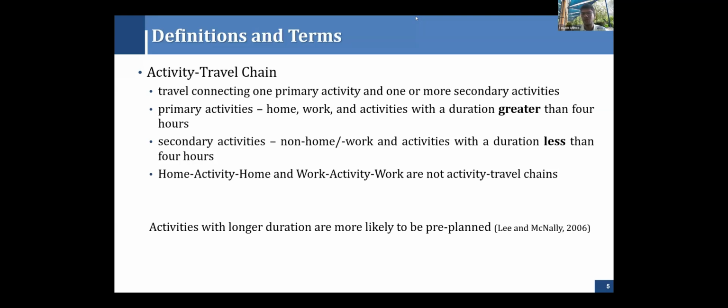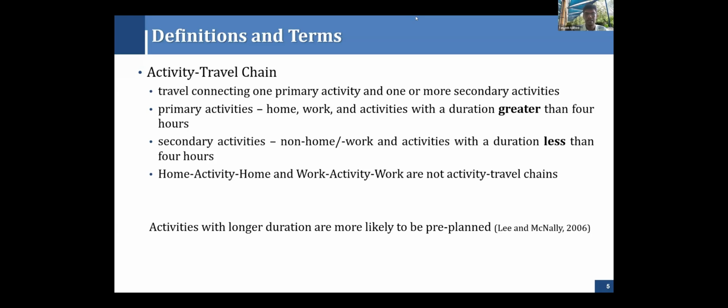To help with understanding the concept and methodology, I'll first discuss some definitions and terms that are used in this study. I will first discuss the definition of activity travel chain, which is a travel connecting one primary activity and one or more secondary activities. The primary activities are home, work, and activities with a duration greater than 4 hours. Therefore, the secondary activities are non-home or work activities and activities with a duration less than 4 hours. As discussed before, we do not consider home activity home and work activity work as activity travel chains.